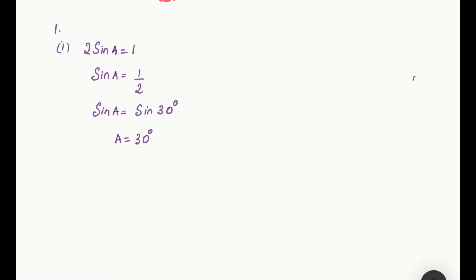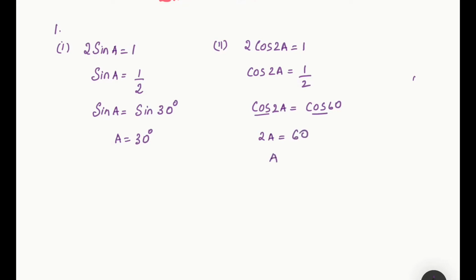Now let me do the second sub question. What is given in the second sub question? 2 cos 2A equals 1. Cos 2A equals 1 by 2. So again, for which value of cos do we have 1 by 2? Cos 60 is equal to 1 by 2, right? So cos 2A is equal to cos 60. So cos is the same here. So what is left out here? 2A equals 60 gives you A is equal to 60 by 2, that is equal to 30 degree.